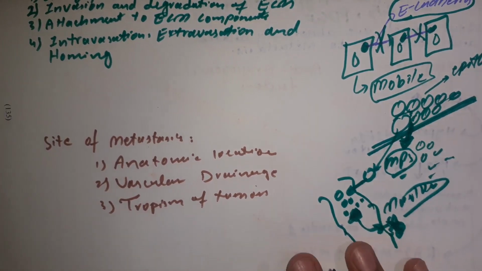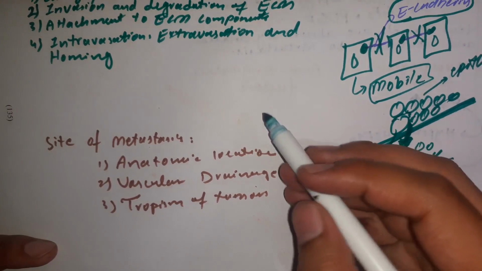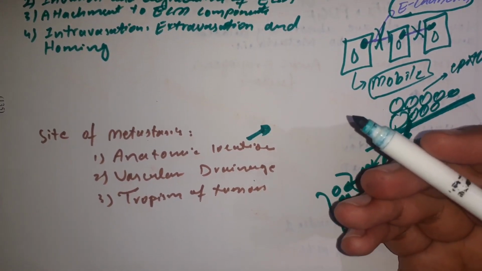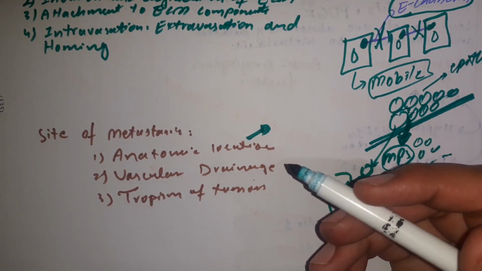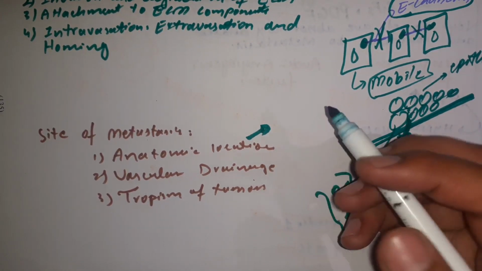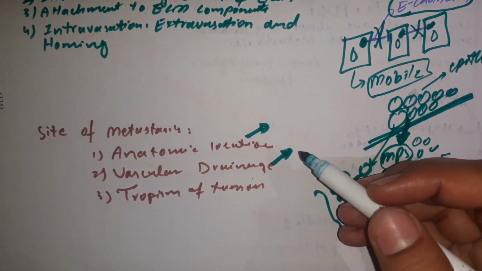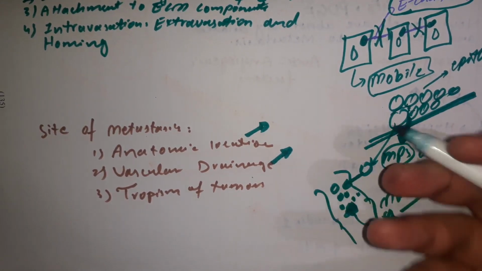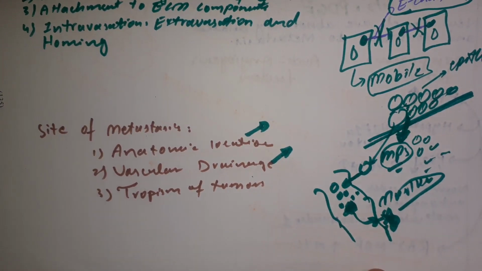So the distant site of metastasis also depends upon certain factors, one of which is the anatomical location of the tumor. It is understandable that the tumor will mostly invade and metastasize to nearby locations. However, there is also an important factor, which is vascular drainage. Vascular drainage plays an important role in tumor metastasis. Tumor enters into the blood vessels as well as lymphatic vessels and settles in other tissues.